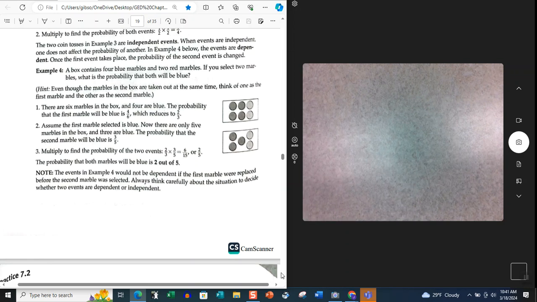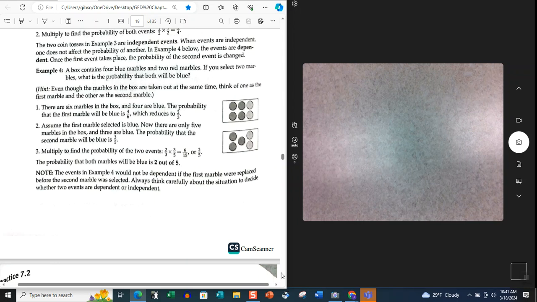So let's scroll down here to example 4. It says a box contains 4 blue marbles and 2 red marbles. If you select 2 marbles, what is the probability that both will be blue? Hint, even though the marbles in the box are taken out at the same time, think of one as the first marble and the other as the second marble. There are 6 marbles in the box, and 4 are blue. The probability that the first marble will be blue is 4 out of 6, which reduces to 2/3.